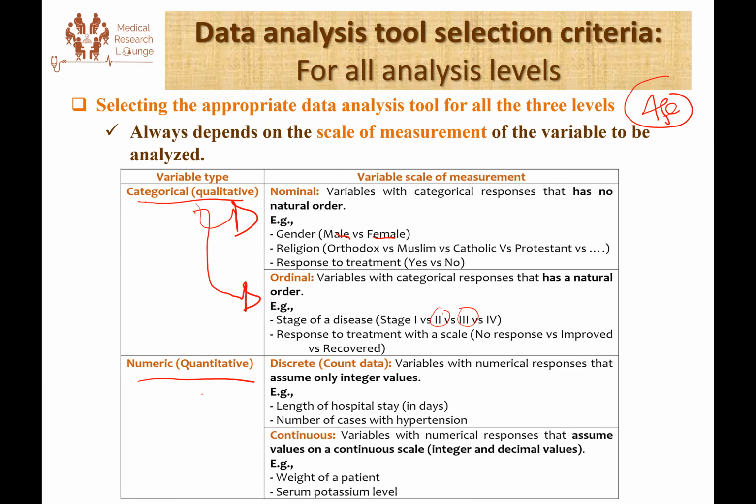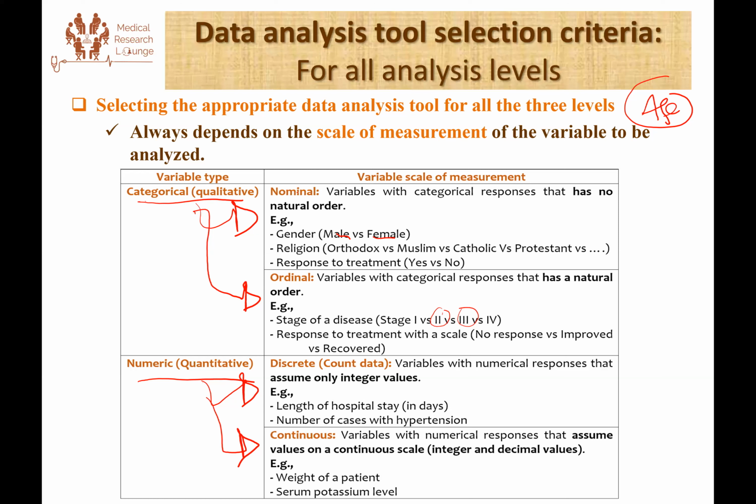And the other is numeric variables. Our numeric variables can have either discrete nature, that means they might assume only integer values like number of cases or number of patients with hypertension. It will be like 1, 2, 3, 4. You can't have 1.5 patients or something like that. And we call these discrete or count data. But if your numeric variable can assume all values on a continuous scale, like the weight of a patient, serum potassium, sodium, other laboratory values, then that variable's scale of measurement is continuous.